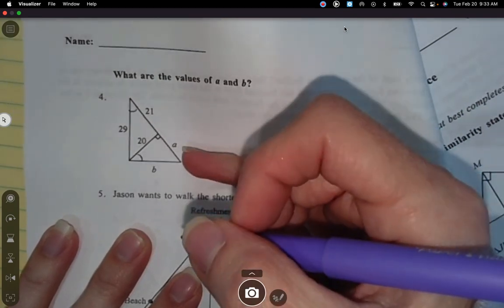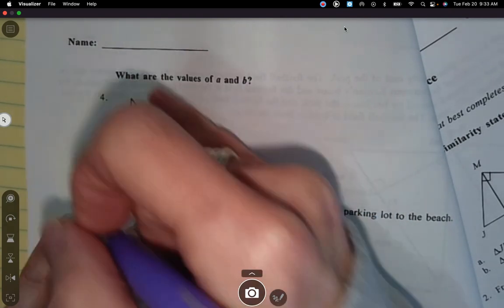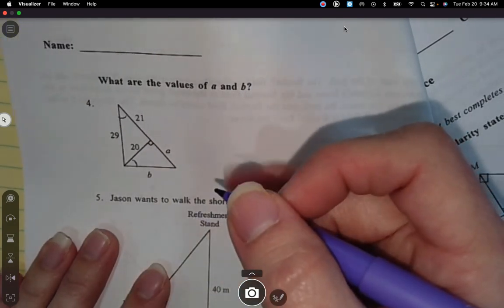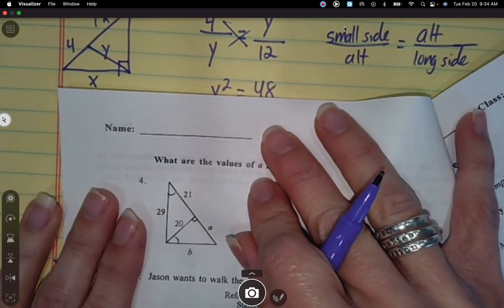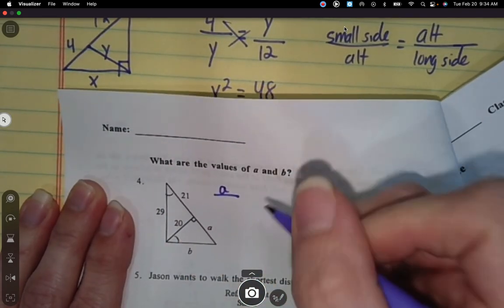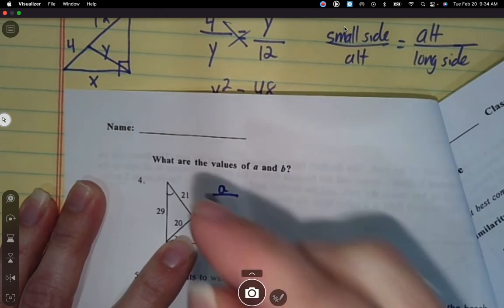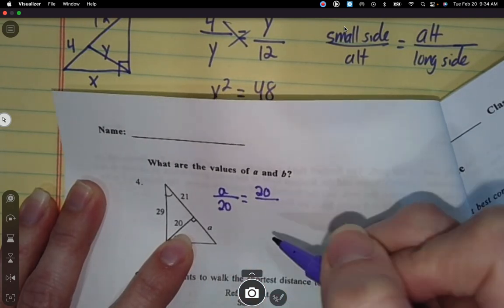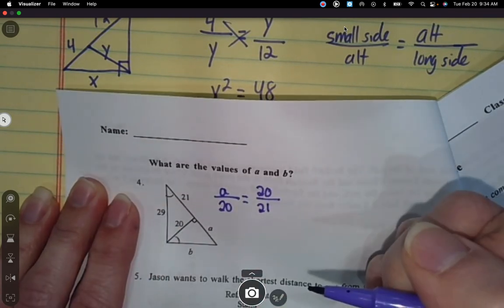This one, let's see. This one is weird because I don't know the length of this short side. I also don't know the length of the whole thing. But let's start with the altitude problem. What does the altitude problem say? It says that we take the small side, which is going to be A. So this time I don't know something, that's weird. What's my altitude? I put it over my altitude. What's my altitude? 20 equals my altitude of 20 over, what's the longer side? 21.